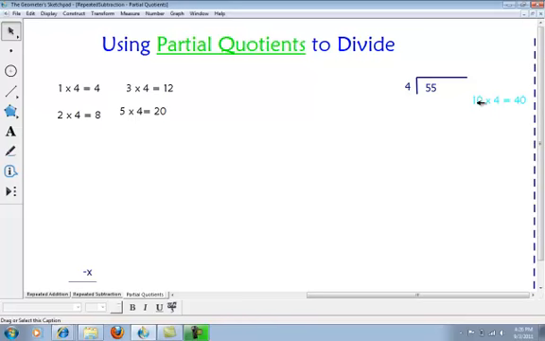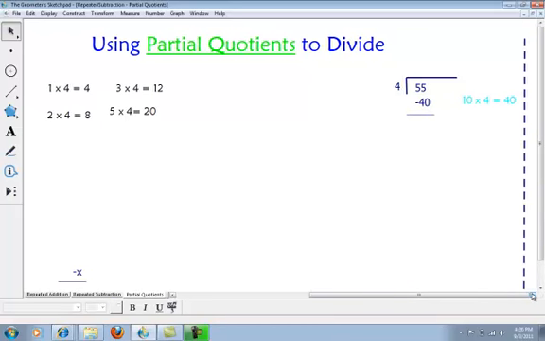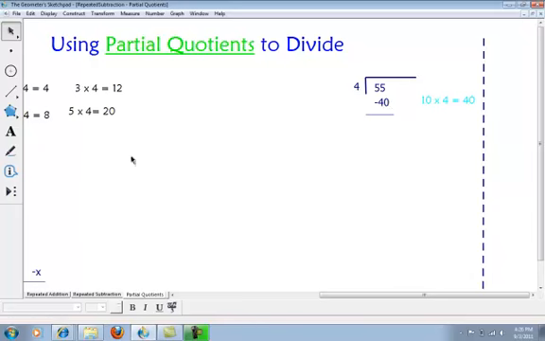I'm going to turn that light blue so I can remember to think about it, but that's not part of what I'm going to write down. Now, if I make 10 groups of 4, that means I'm going to be taking away 40 tiles from the 55 that I had. And if I take those 40 tiles away, how many groups will I have made? You're right, I will have made 10 groups. So instead of writing a 1 here because I made one group of 4, I can take away 40 tiles, which gives me 10 groups of 4. Now once I do that, how many tiles am I going to have left? You're right, I'm going to have 15 tiles left.